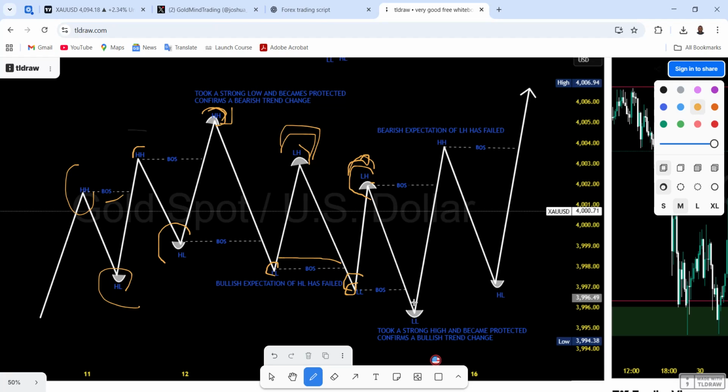But what happens here? This point, when it came back, it broke the structure. Yes, it broke this point. That means the bulls came with a lot of orders, a lot of force, a lot of momentum that pushed the price to break the structure and form another high point. What did I say here? We said that this point took a strong high and became protected, which confirms a bullish trend change.